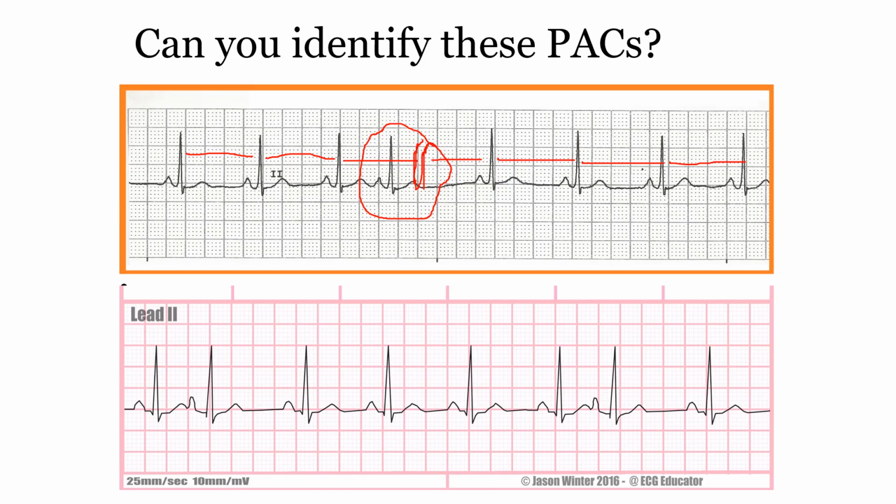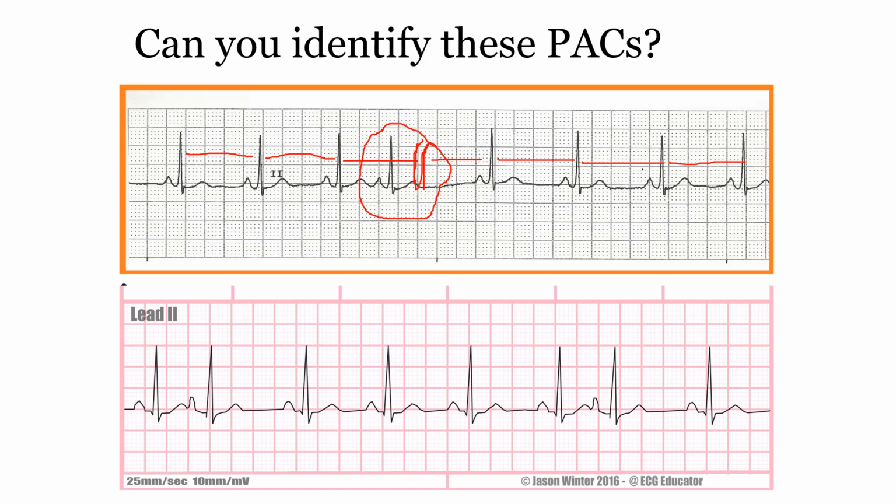What's the rate? Let's count the R's. We have 1, 2, 3, 4, 5, 6, 7, 8, 9. So the heart rate is 90. Remember, no, I'm sorry, I think I counted too many. 1, 2, 3, 4, 5, 6, 7, 8.